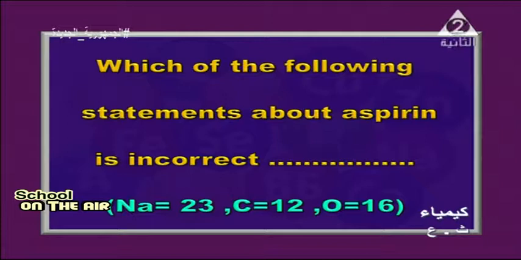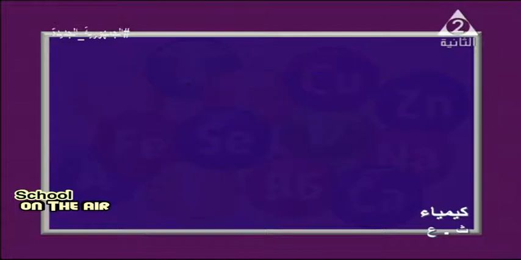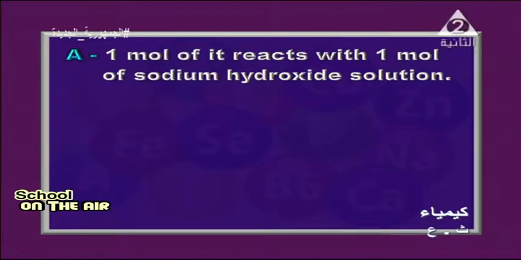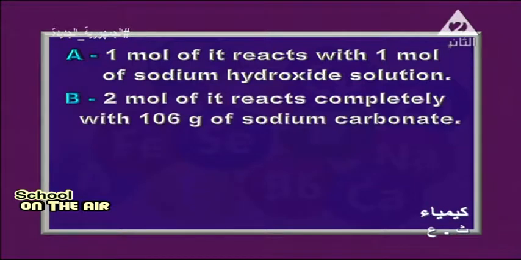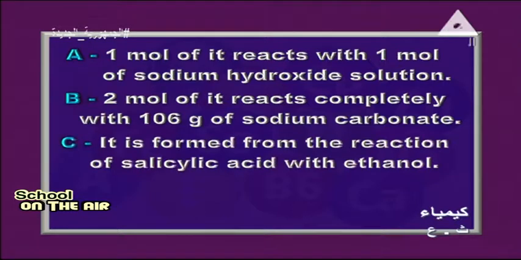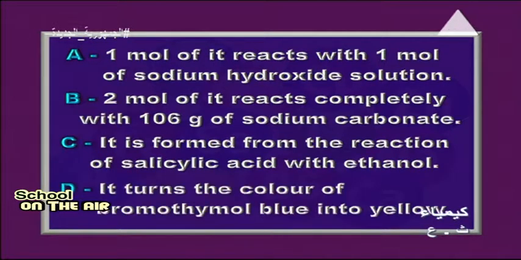Next question. Which of the following statements about aspirin is incorrect? Where the atomic mass of sodium is 23, carbon 12, and oxygen 16. 1 mole of it reacts with 1 mole of sodium hydroxide solution. 2 mole of it reacts completely with 106 grams of sodium carbonate solution. It is formed from the reaction of salicylic acid with ethanol. It turns the color of bromothymol blue into yellow.